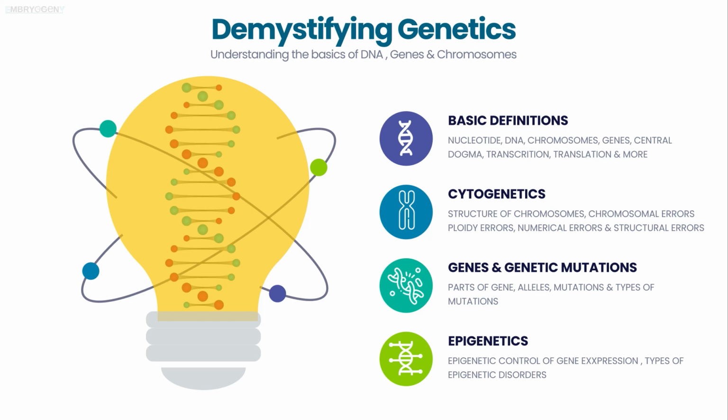In the second part, we would go through cytogenetics, which is the study of the structure of chromosomes, chromosomal errors, ploidy errors, somy errors, numerical errors, etc. In the third part, we would go through genes and genetic mutation, parts of a gene, alleles, mutations, etc. And in the last part, we would go through epigenetics, divided into the epigenetic control of gene expression and types of epigenetic disorder.